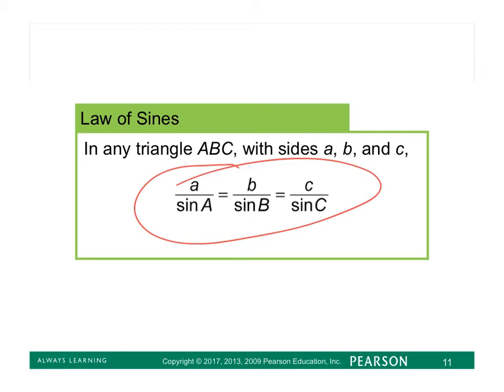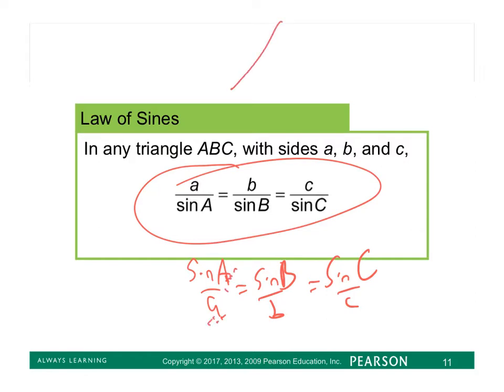And again, I get used to doing it with my trig function on top. Sine of A over A is equal to sine of B over B, sine of C over C. Have you noticed that the angle A is capital and the side A is small? And they're both A's, so they're opposite each other. This would be angle A, and this would be side A. This would be angle B, and this would be side B. Angle C, side C.